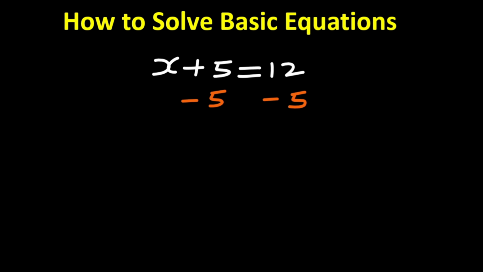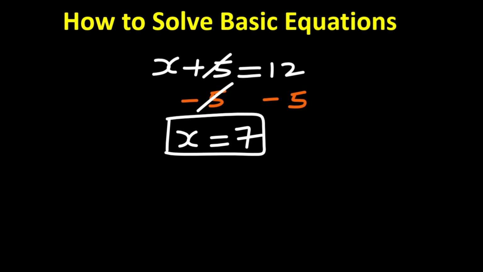If we are subtracting 5, we do it on both sides. If we are adding, we do it on both sides. If you're multiplying or dividing, we always do it on both sides to balance the equation. Here, we can cancel out plus 5 and then minus 5. We are left with x on the left side. That should be equal to 12 minus 5, that is 7. So the answer is x equals 7.